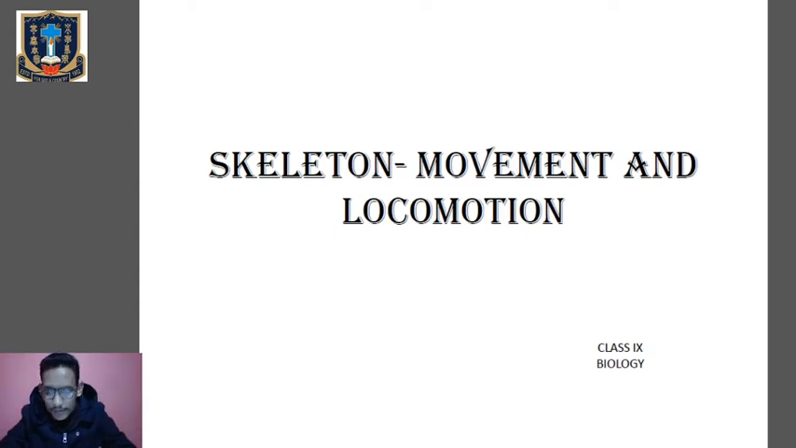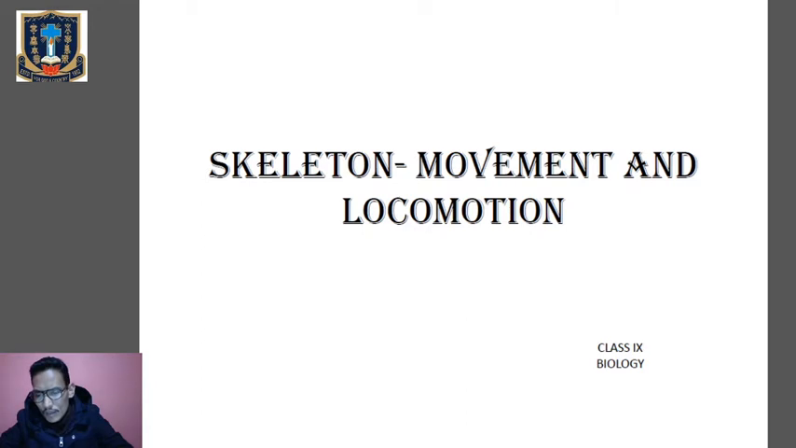Welcome to biology class. Today we will begin with a new chapter, skeleton, movement and locomotion, chapter number 12. Clear? So first of all, what do movement and locomotion mean? Most animals are characterized by having a definite shape, and they have the capacity to move the different parts of their body.